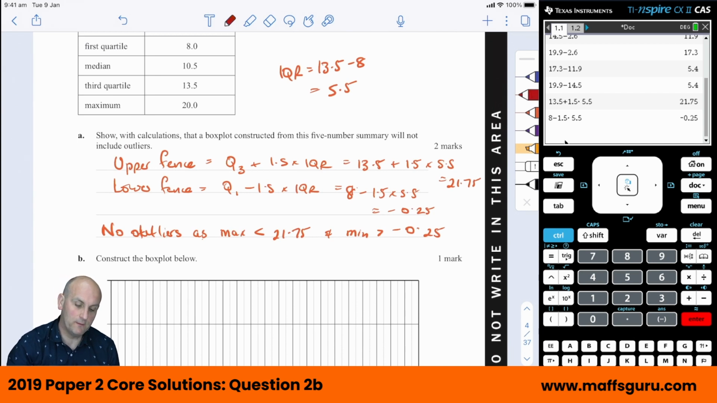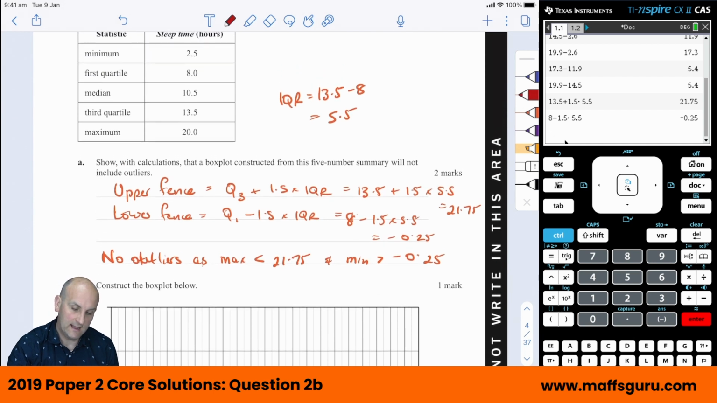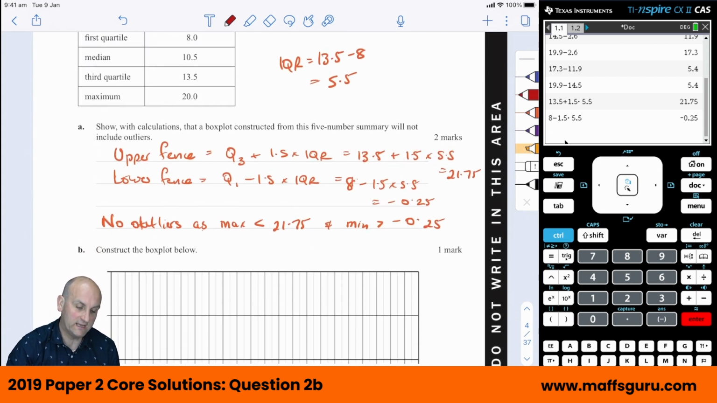Construct the box plot below. Let's see if we can do this now. And of course, you've got to do this accurately, okay? So minimum of 2.5. So there's my minimum. First quartile of 8, 10.5, 13.5, and 20.